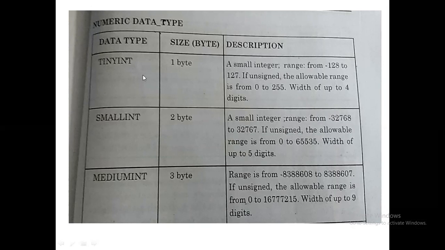Next one is small int. The size of the small int is 2 bytes. A small integer range from minus 32,768 to 32,767. If unsigned, the allowable range is from 0 to 65,535 and width up to 5 digits. Then medium int, that is 3 bytes, range is from minus 8,388,608 to 8,388,607. If unsigned, the allowable range is 0 to this range and width up to 9 digits.